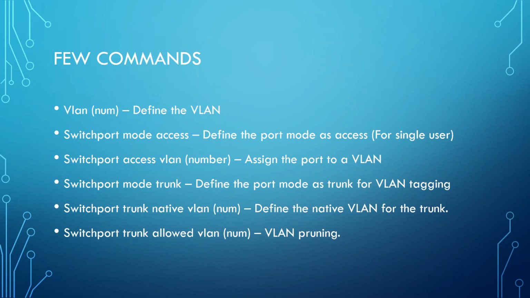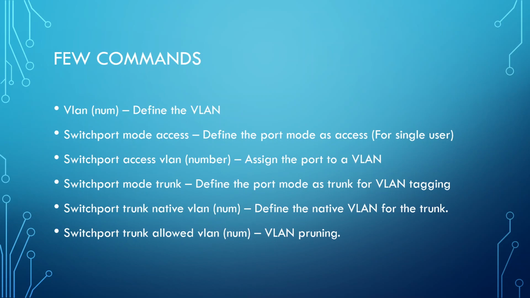So we would define those ports as access with the command switchport mode access. And then to assign that port to a single VLAN, we use the command switchport access vlan number. And that's how we assign an individual port, which should only be in one VLAN, to a single VLAN.